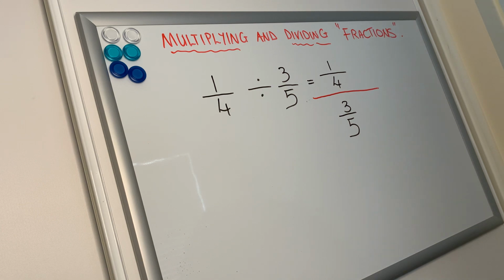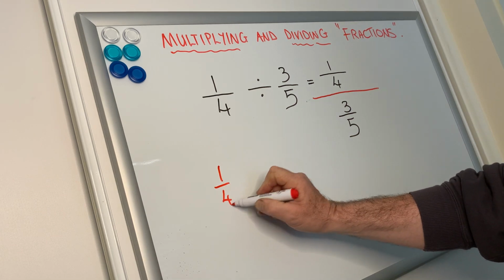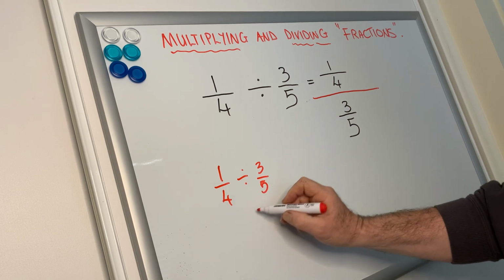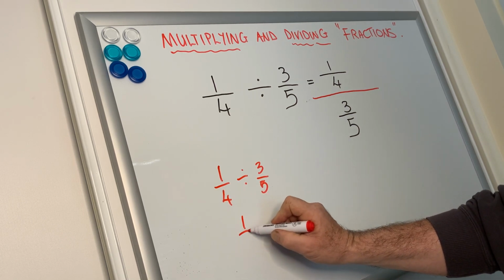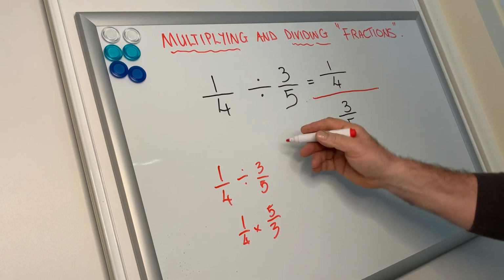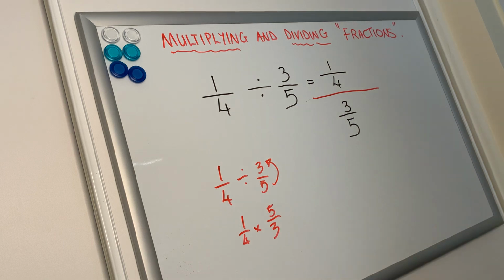Now there's something quite unique about this. Why is it that when we say 1 over 4 divided by 3 over 5, we have to do 1 over 4 times 5 over 3? In other words, why do we have to flip it? Why is there the need to flip that and then have it as a multiplication? Well, let's have a look at that.